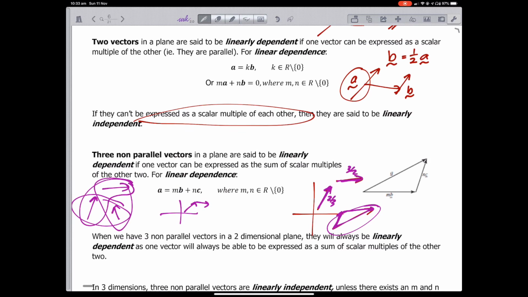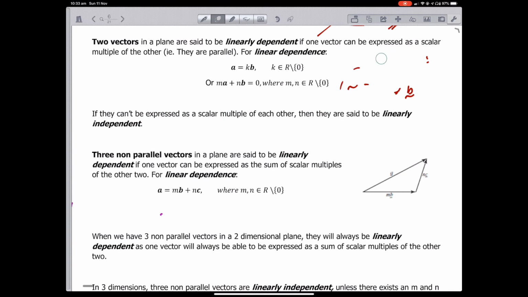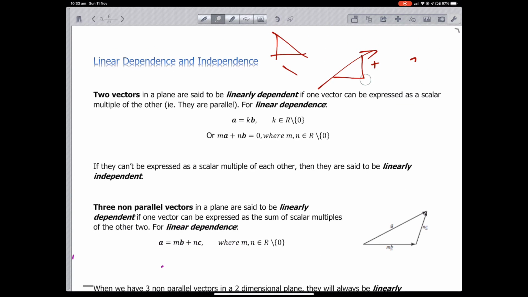3 vectors, 2 vectors, like two-dimensional vectors, and 2 of them in a plane. They will be linearly dependent if one is a scalar multiple of the other. So if I can multiply one by a scalar factor and get the other, they'd have to be parallel.